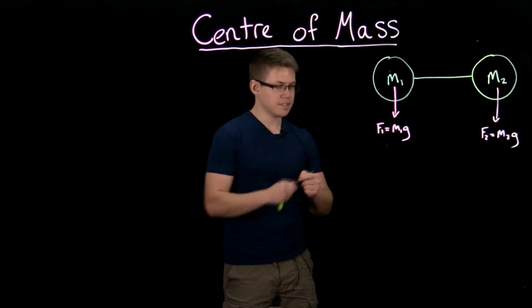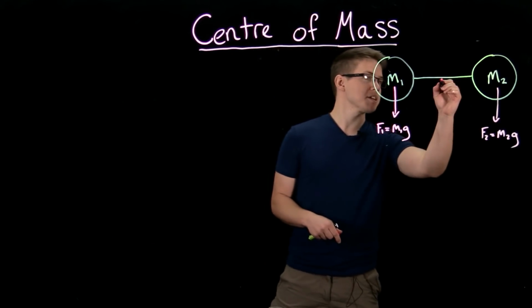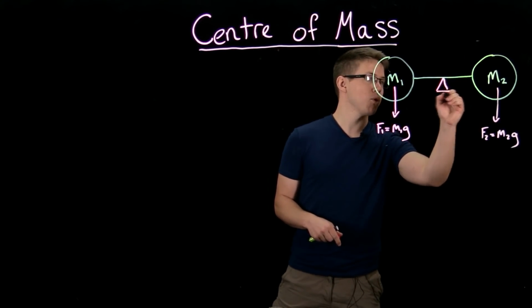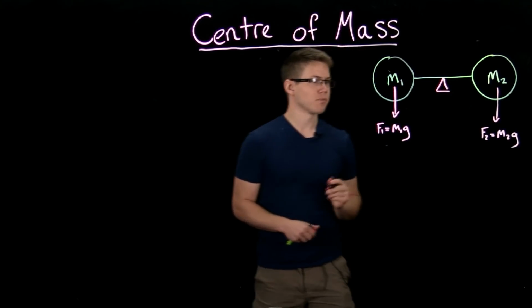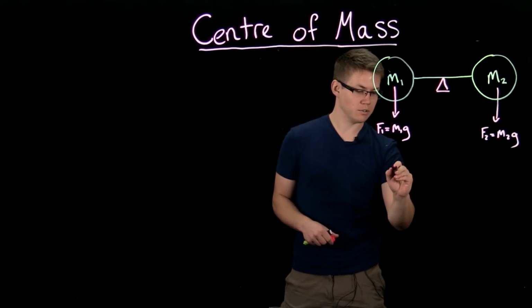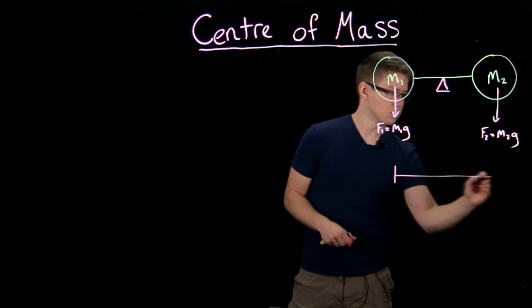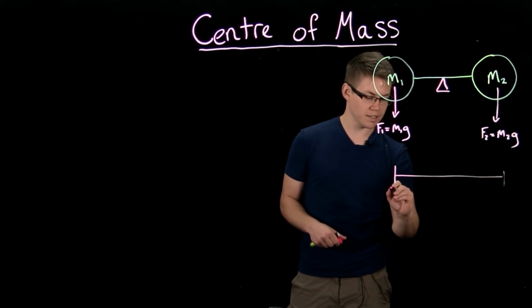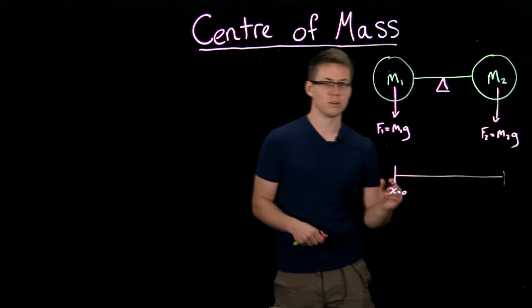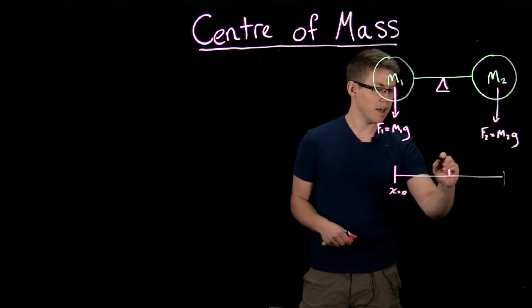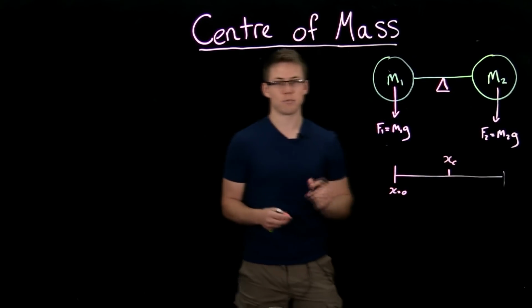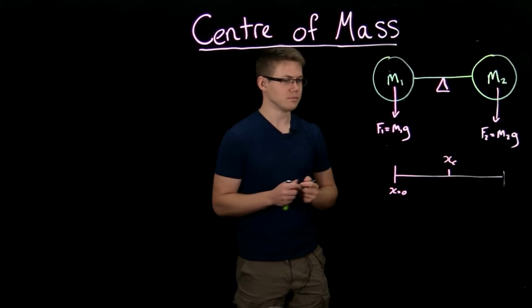Mathematically, what that means, or in this picture, is we're going to try and find the point here. We need a unit system, so let's define this to be the x-axis. We'll call this x equals 0. We want to find the point xc, the center of mass of the system.